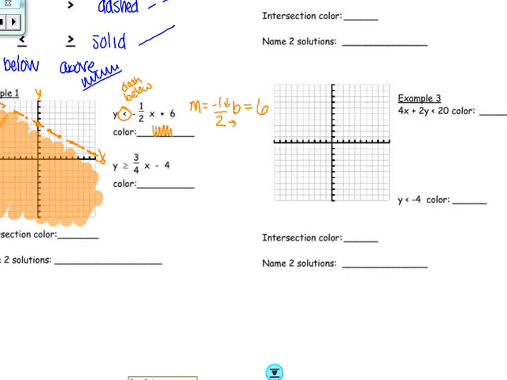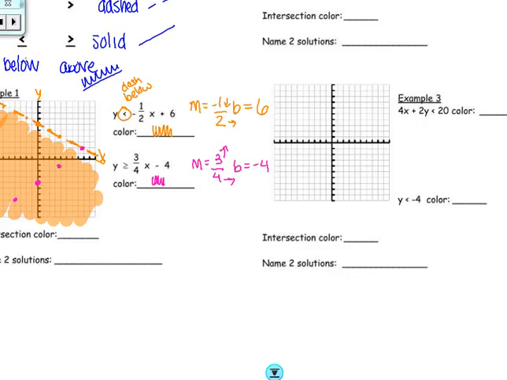For my second equation, y is greater than or equal to 3/4 x minus 4, I'm going to go ahead and do this in pink. It's already y equals mx plus b. My slope is 3/4. My y-intercept is negative 4. So I'm going to start down at negative 4. And I'm going to go rise over run. Up 3, right 4. Up 3, right 4. And I'm going to fill up my graph.